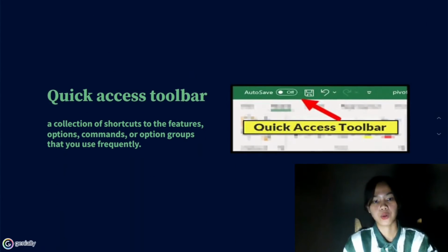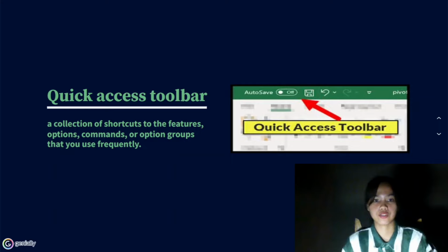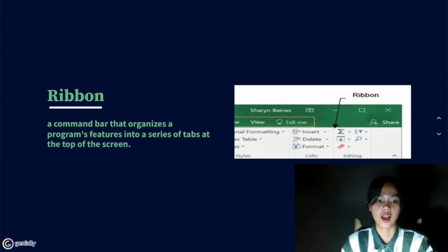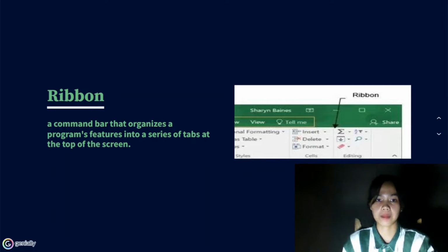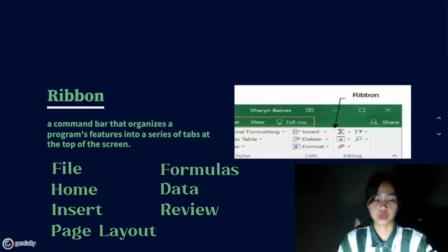Number 2. Quick Access toolbar. A collection of shortcuts to the features, options, commands, or option groups that you use frequently. Number 3. Ribbon. A command bar that organizes a program's features into a series of tabs at the top of the screen. There are 7 tabs of the ribbon: the File, Home, Insert, Page Layout, Formulas, Data, and Review.